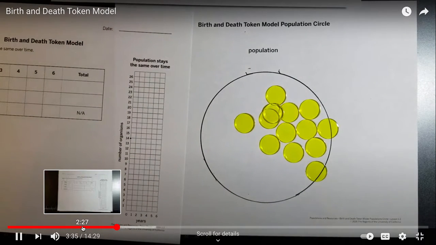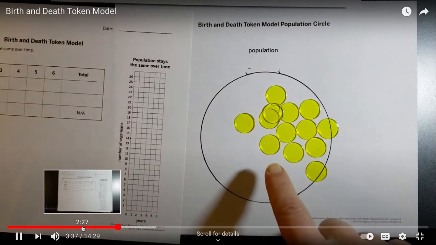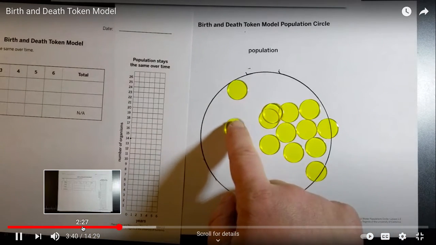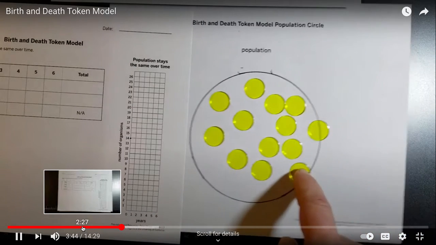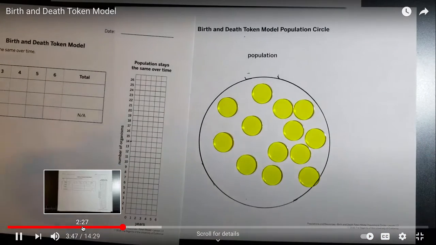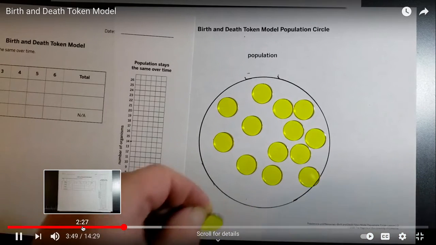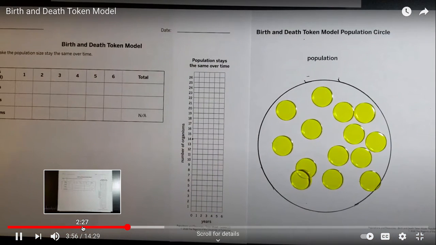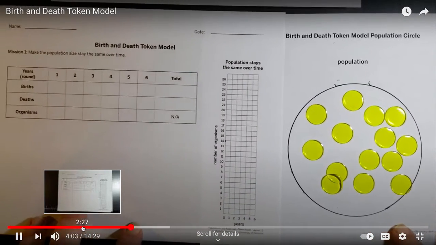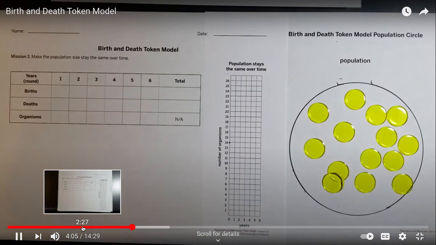Alright, so our directions say to add 14 tokens to the circle. So there's 1, 2, 3, 4, 5, 6, 7, 8, 9, 10, 11, 12, 13. Oop, I've got an escapee token. 14 tokens. Alright, and we are going to be making the population stay the same size over time. Now, I'm just going to use this same piece of paper, which you may be able to do as well as you work through this activity. Just save yourself some space and maybe switch colors as you go.